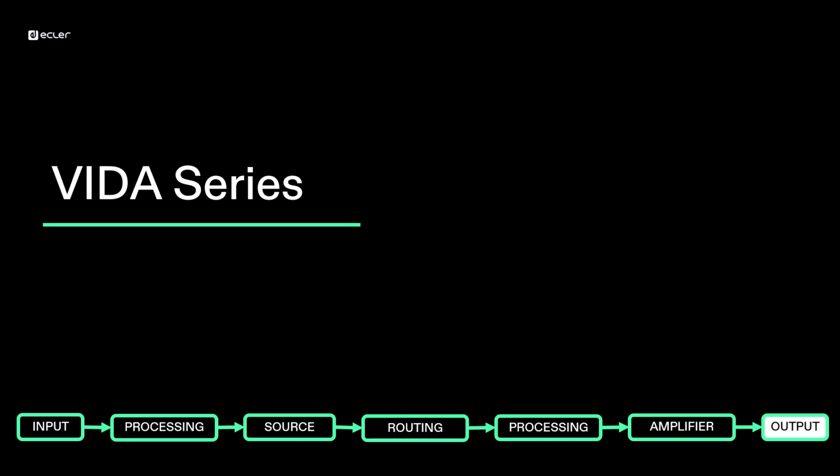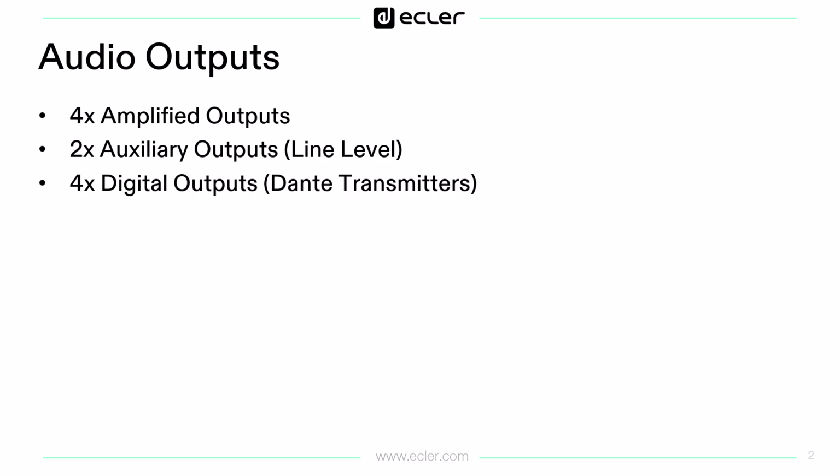This chapter talks about audio outputs. VIDA devices have 4 amplified outputs, 2 balanced line level auxiliary outputs, and 4 Dante transmitters.